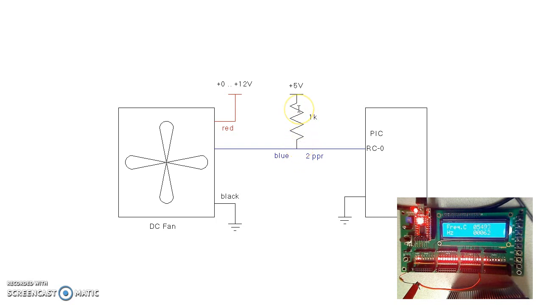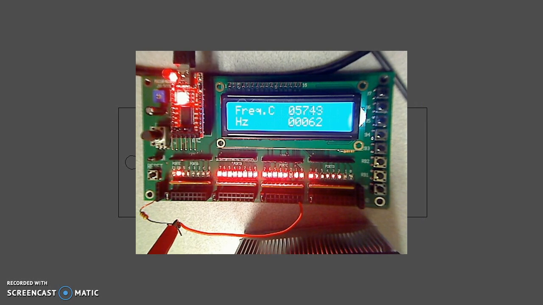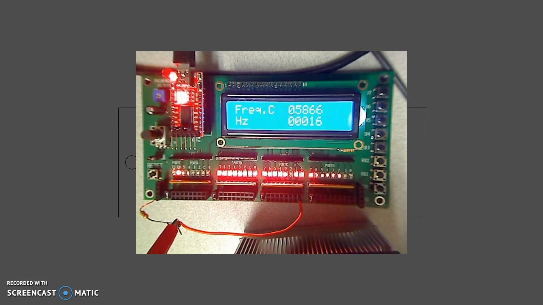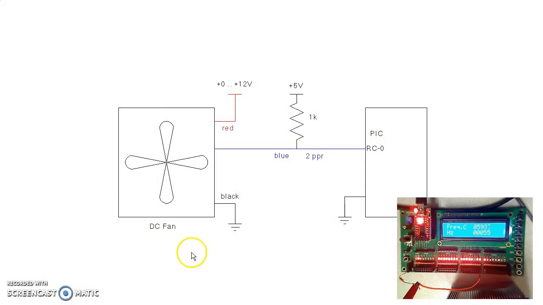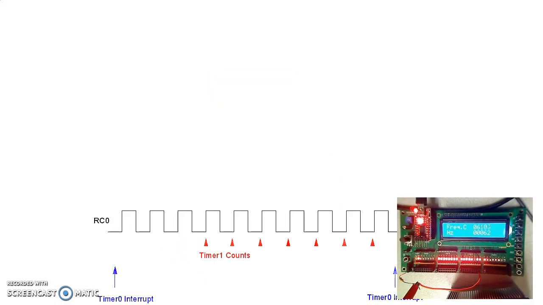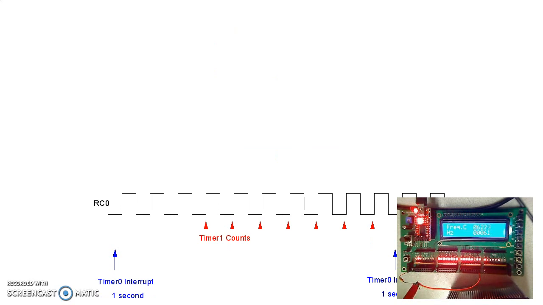You need a 1K resistor, pull up to 5 volts. And you can see on the display, every time it rotates, RC0 is toggling. Now to do that, we're going to use two sets of interrupts.